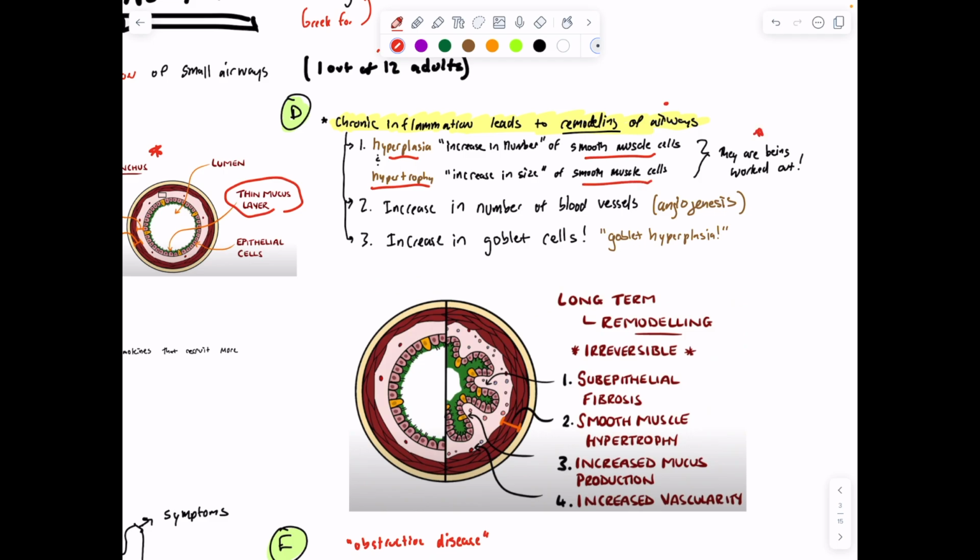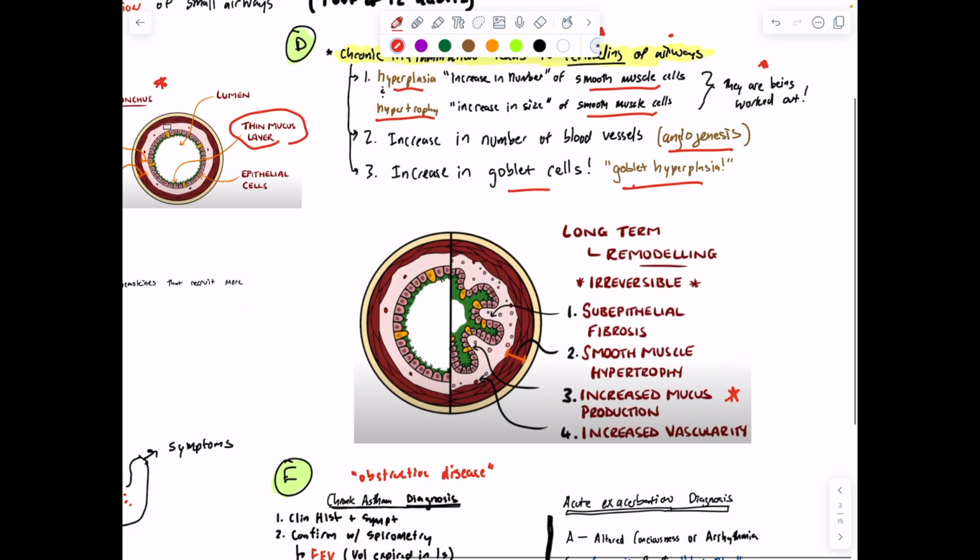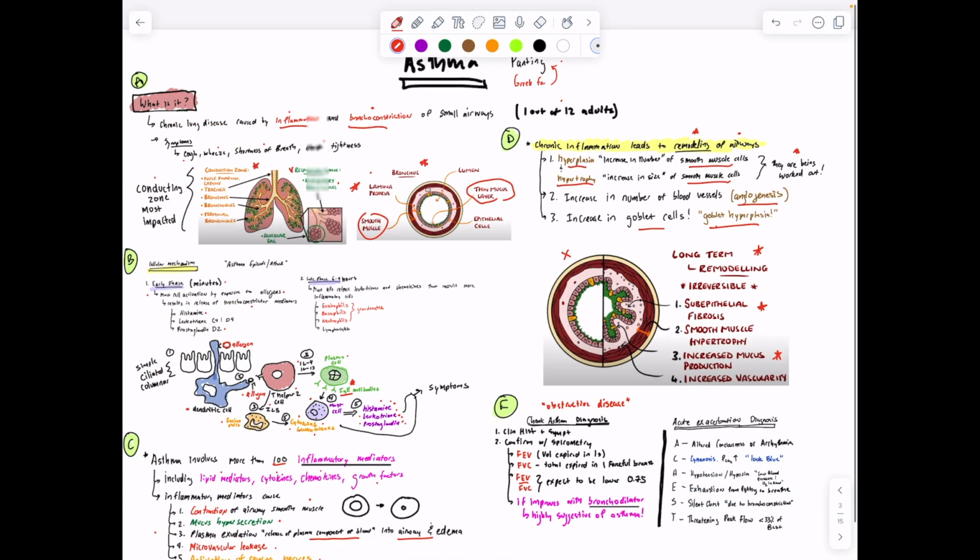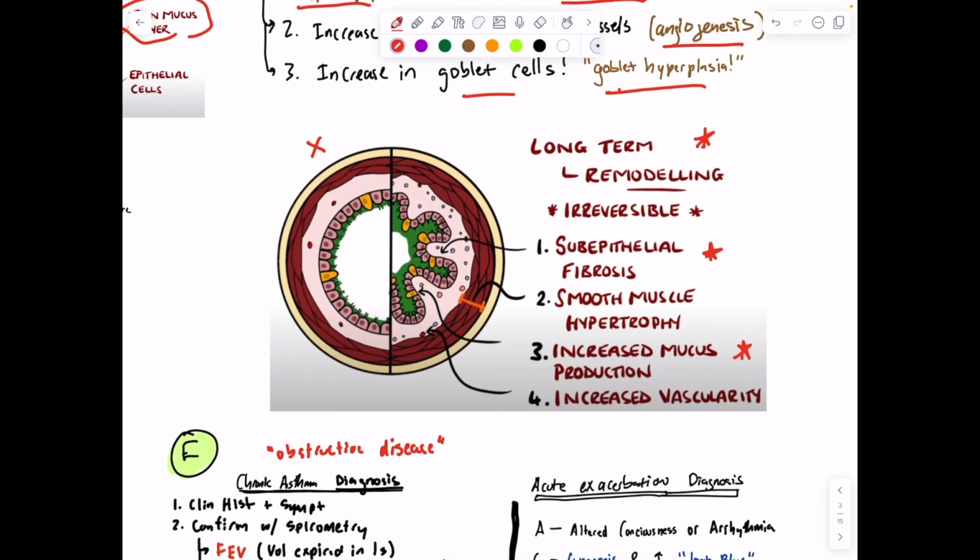All right, increase in number of blood vessels, angiogenesis, is also a result of chronic inflammation, and part of what we consider remodeling, and then an increase in number of goblet cells, which we call goblet hyperplasia, aka increased mucus production. So here's just an example of what long-term remodeling would look like for a bronchi, and we can see here on the left-hand side, it's normal looking. On the right-hand side, we can see that the basement membrane has increased in size.